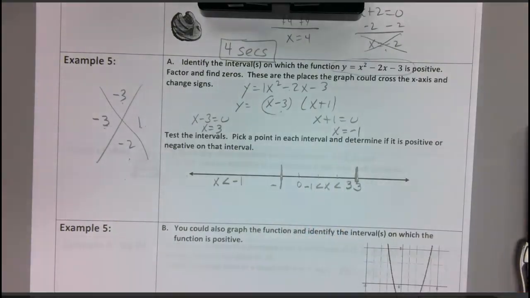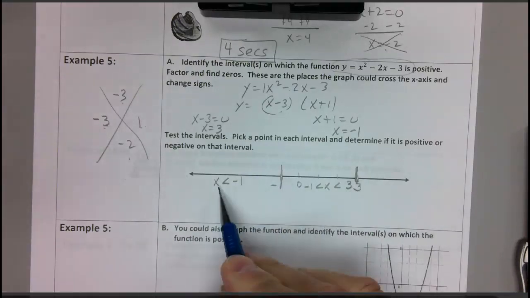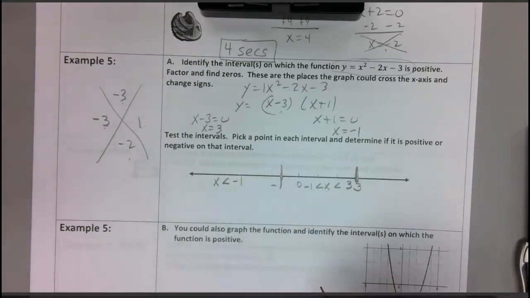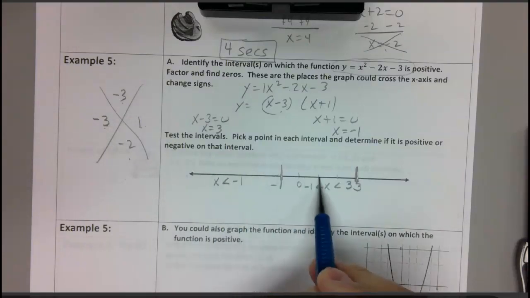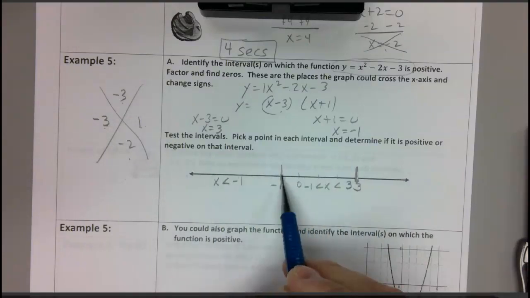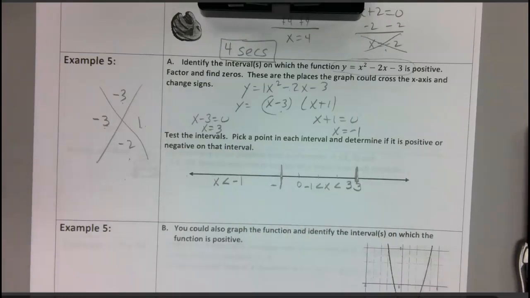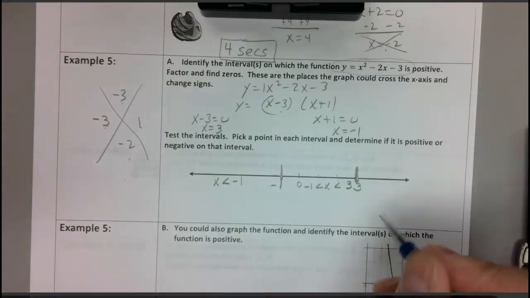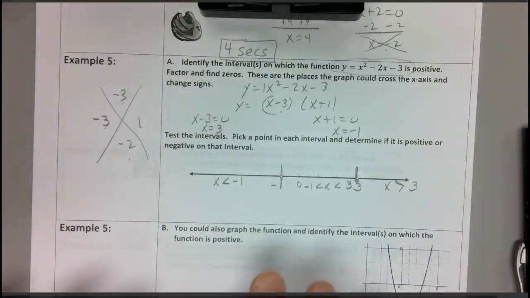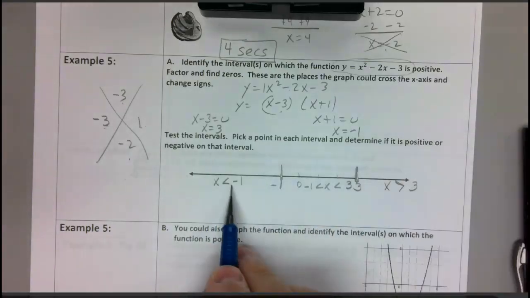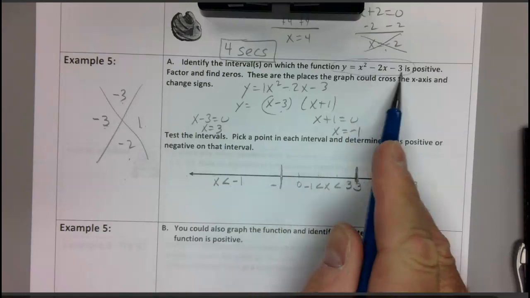Okay? All non-included because there's not an equal sign. Because on this number line, you're neither positive or negative, so you have to use parentheses, not equal signs. And then over here, the intervals from x is greater than 3. In each one of those intervals, you're going to pick a number and plug it in up here and see what you get.